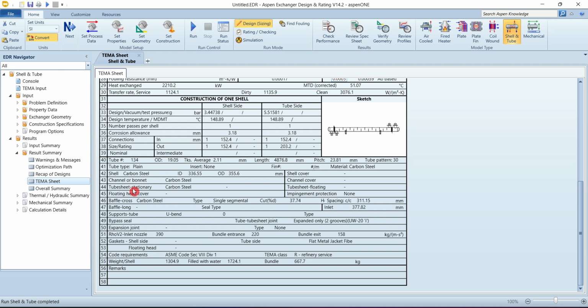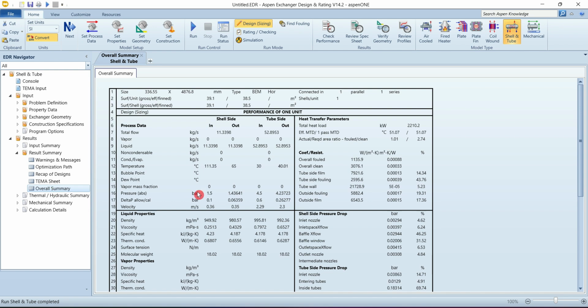Channels, bonnets, floating head, no information given. It has given information about the rho v squared in the nozzle, that is 390, that is the kinetic head, in the bundle entrance level and the bundle exit level. Weight of the shell, weight of the complete exchanger, including if it's filled with water. These weight informations are given. Separately, bundle weight is also given, and some overall information. So this is again a different display of the same information.